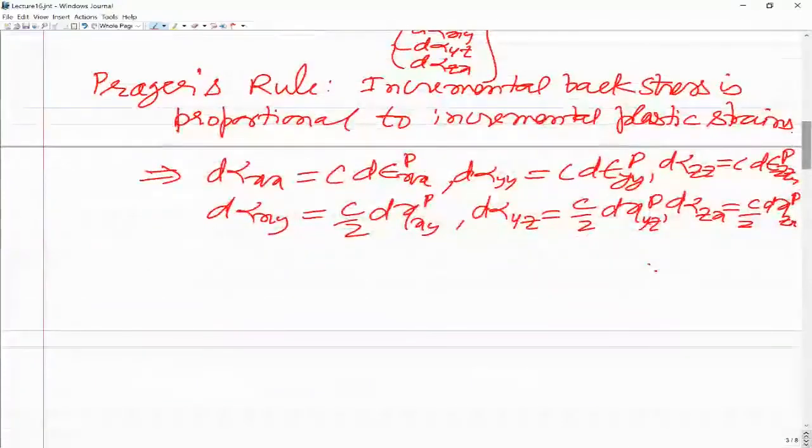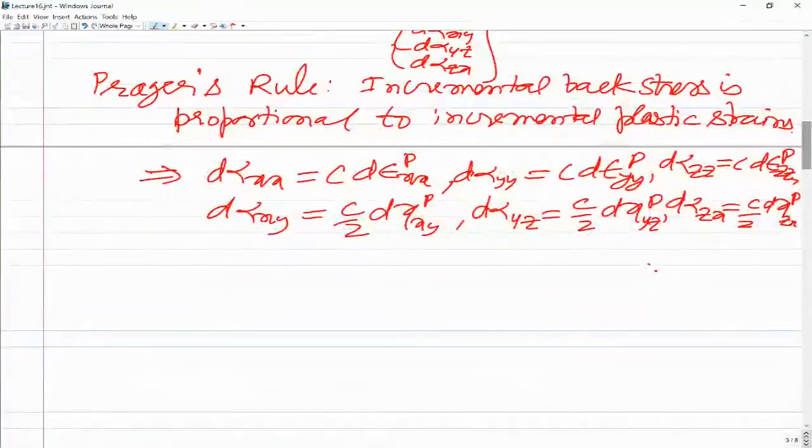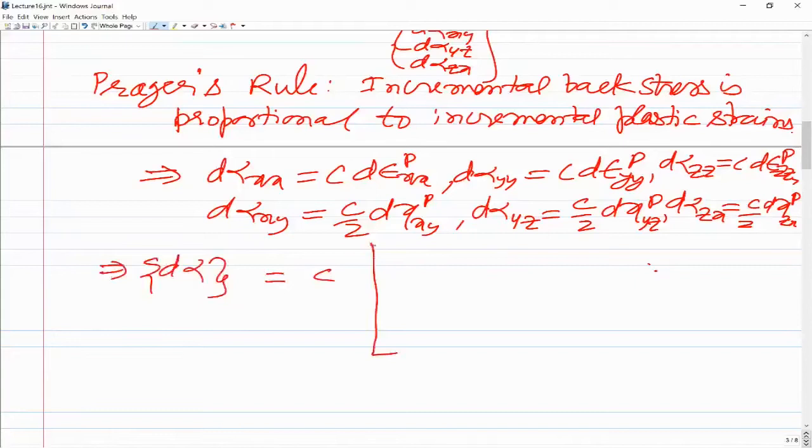of elastoplasticity. There are more advanced evolution laws for back stress to model more accurately the elastoplastic deformation, and also particularly the cyclic loading and so on. So there are other laws. Now if we want to write the same thing in the matrix vector form, we can say d of alpha vector will be equal to constant C times a matrix here, which is a diagonal matrix.